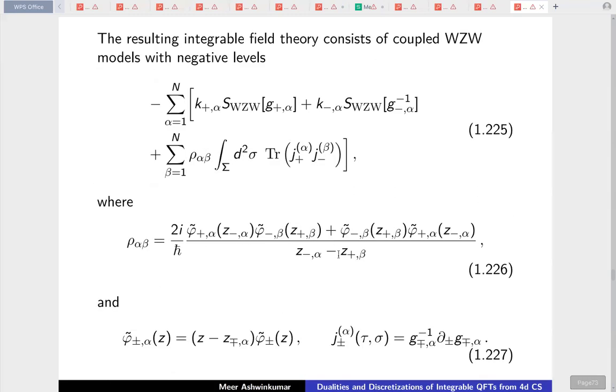And the result is that the bosonization of the Mathieu-Thirring model is just this integrable field theory, which is a bunch of coupled WZW models with negative levels. So these are quite interesting theories, and we have an infinite number of bosonization statements of this type because we can consider any number of chiral and anti-chiral free fermion defects.